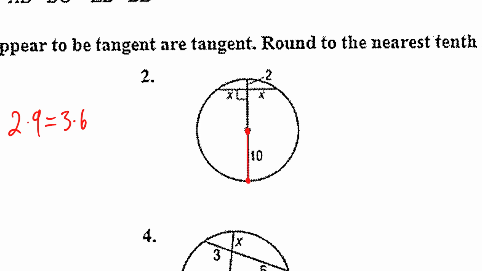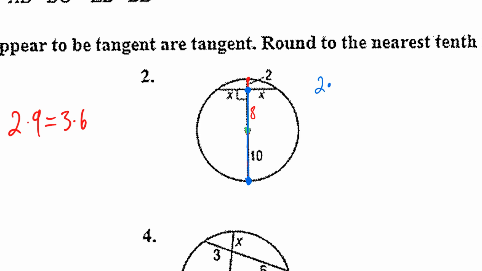The radius is 10. So if this is 2 from here to here, then from here to here is going to be 8. So this piece from here to here is 2. How long is this piece all the way from here to here? It's 18. So there's a little piece that's 2, and then from here to here is 18.